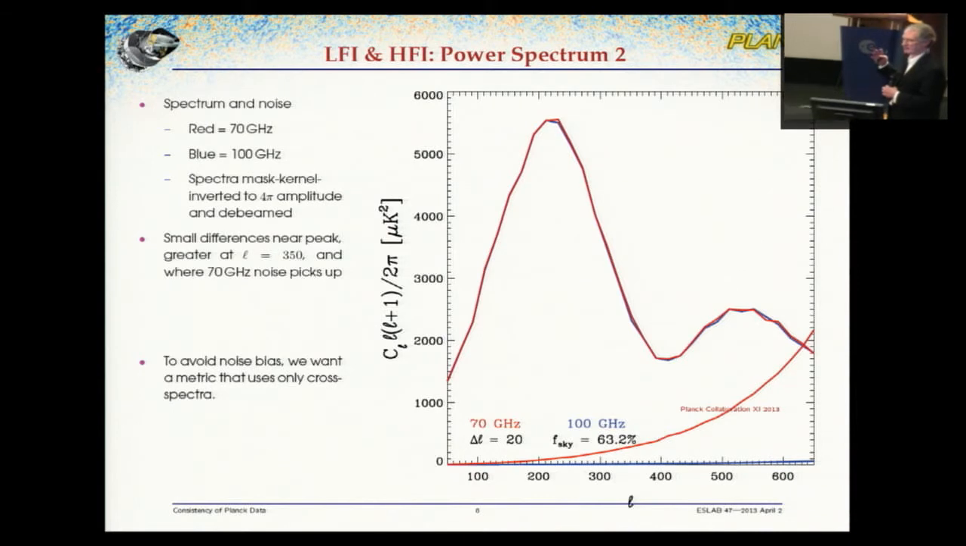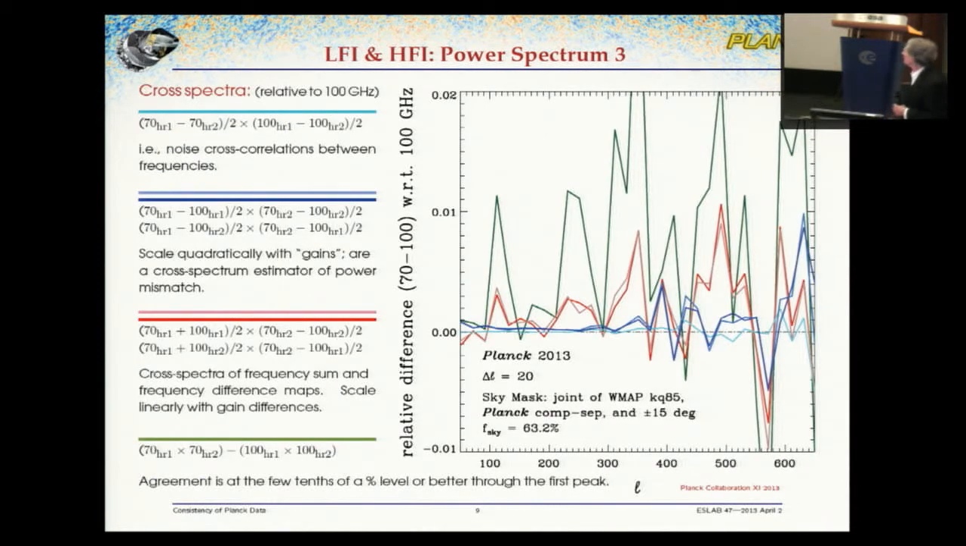To compare precisely, you have to be careful also to avoid noise biases. So we want a metric that uses only cross spectra. We go to the next slide, and I should point out that the binning here is 20 in L, and the fraction of the sky that's used is 63.2% in surviving mask. This is a complicated plot. We have the same L range, 50 to 650, as in the previous plot.